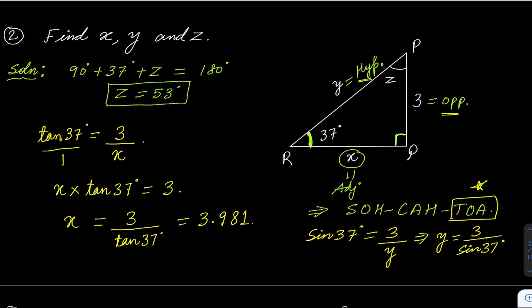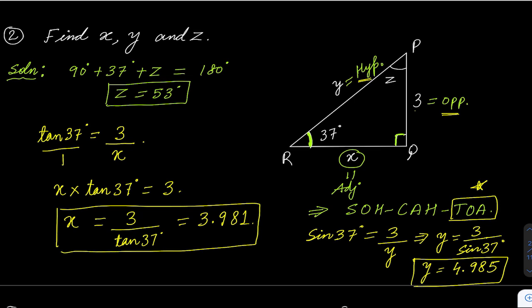3 divided by sine of 37 comes out to be 4.985, correct to 3 decimal places. So that is my answer. So this is my y, this is my x value, and I already have the z value, that is 53.